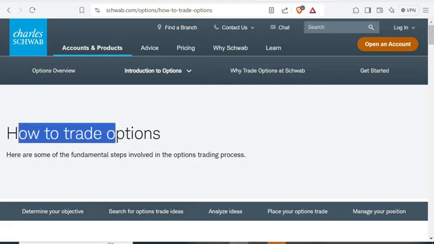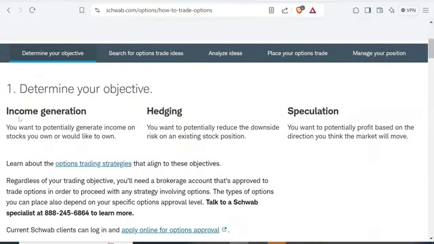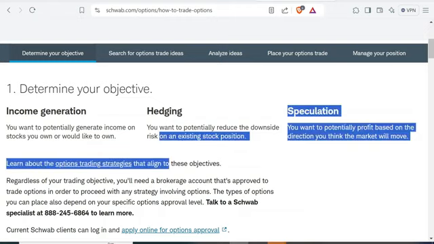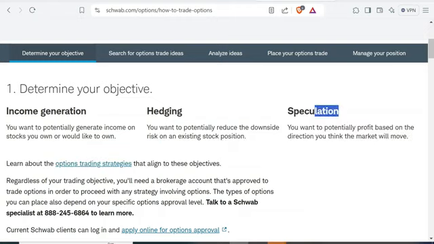So this is how to trade options in Schwab. First, you're going to determine your objective: income generation, hedging, or speculation. Income generation is when you want to potentially generate income on stocks you want or would like to own. Hedging is when you want to potentially reduce the downside risk on an existing stock position. Speculation is when you want to potentially profit based on the direction you think the market will move.